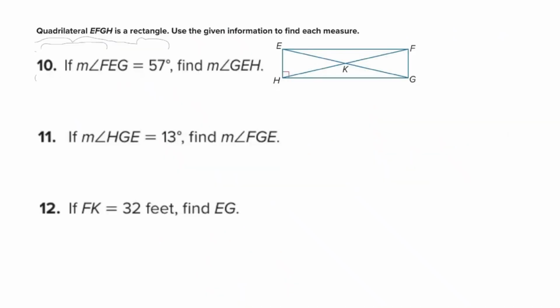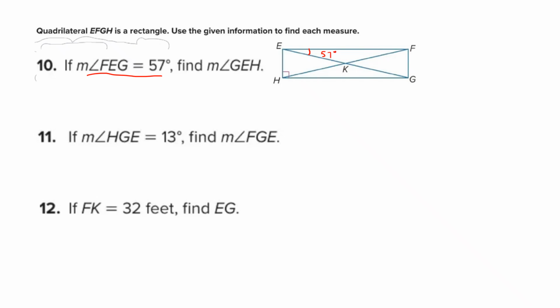So here you are given quadrilateral EFGH. It is given to you already that this shape is a rectangle. Now we are going to solve the following questions and see how we can find the measurements of this rectangle. So step 1, mark the angles. FEG, this angle is given to be 57. FEG means this angle. This angle is 57.